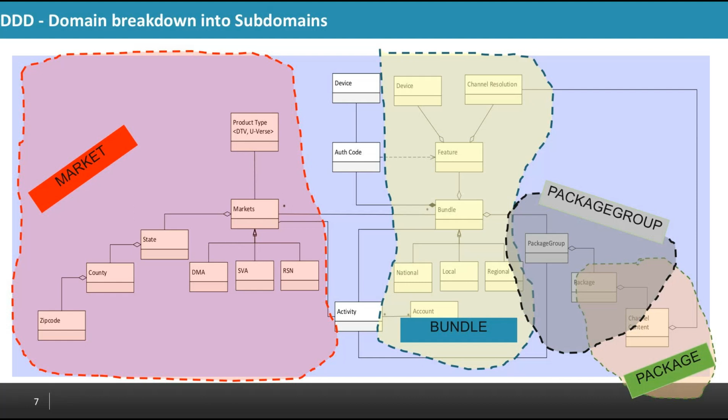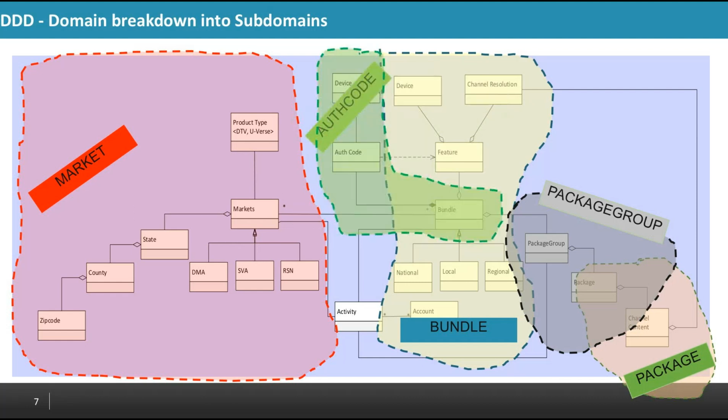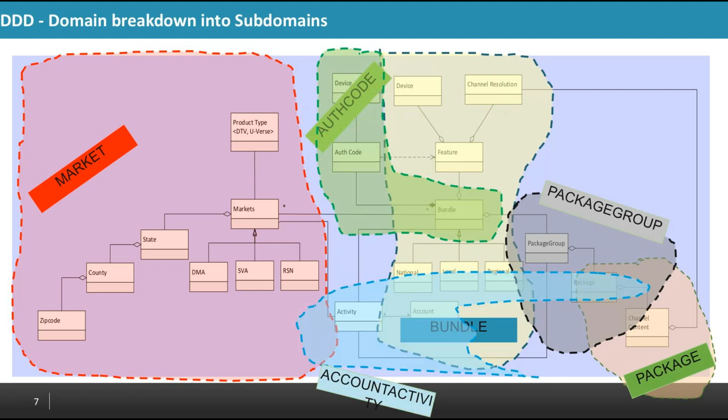So this is one sample where I have a market and I have bundles or packages. So I have all these business contexts, which are market, auth codes, bundles, package groups, etc. This is not the right way, actually. I think I wrongly did this.